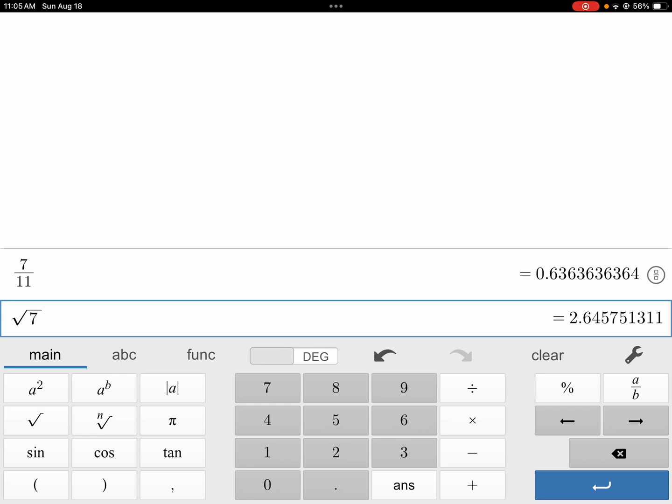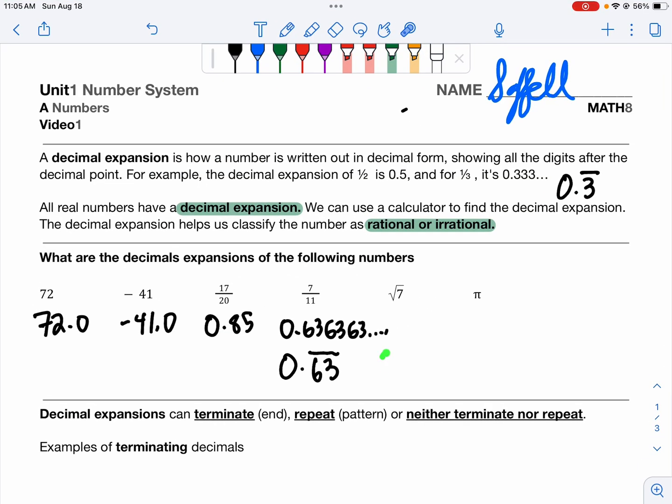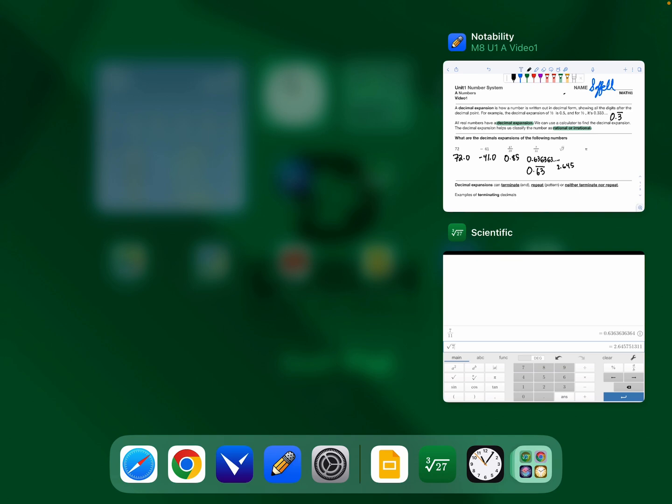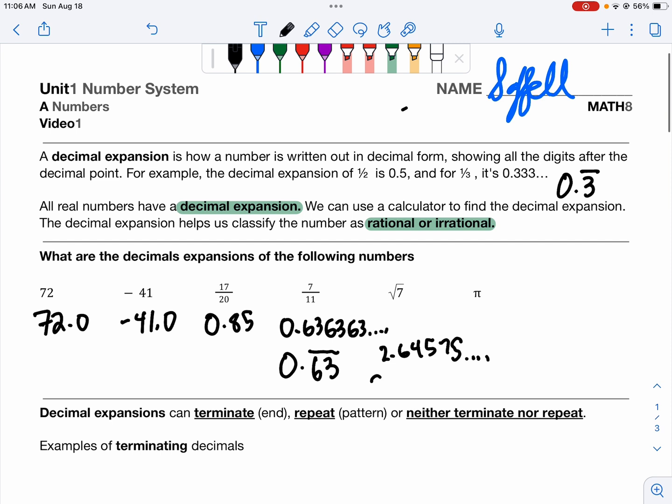2.645751311. So no real pattern there. We're just going to write out the first few digits: 2.64575, and then I'm just going to let it trail with those 3 little dots. What that means is this goes on, but there is no pattern here. We could round this to about 2.65, but it is not an exact value.